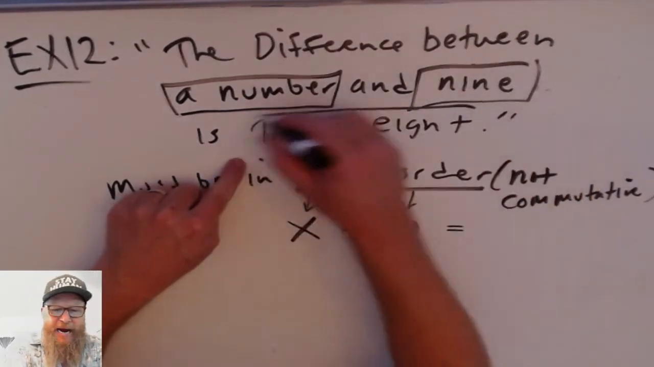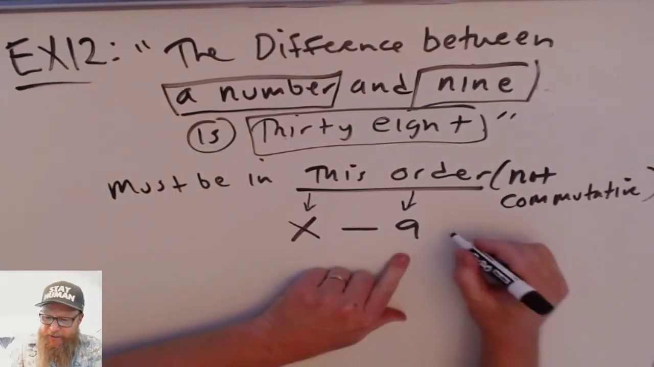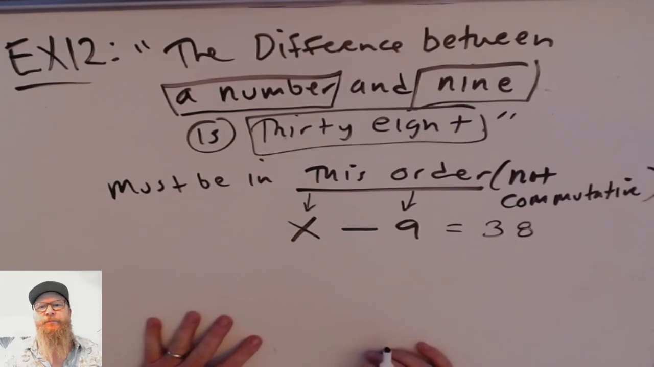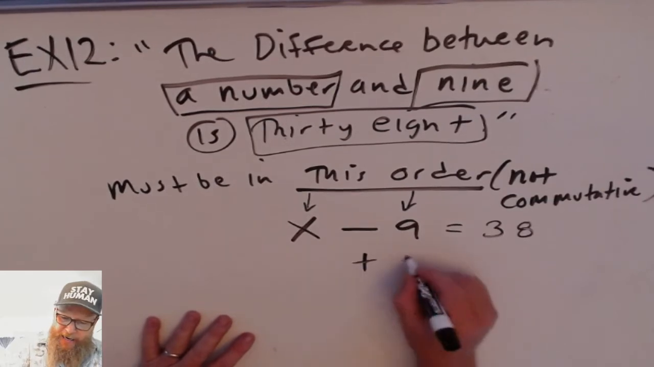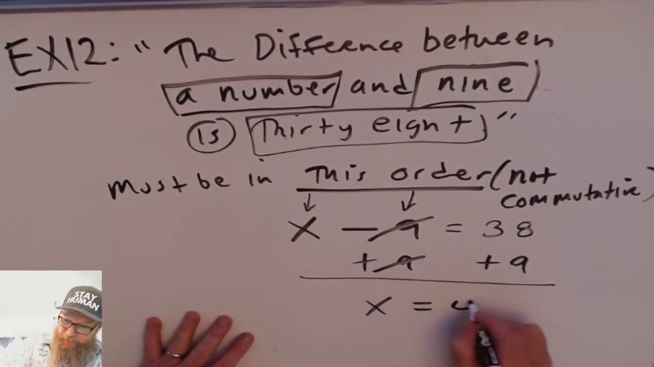And then 38, look for the key word there, is, and is 38. And then we're going to add 9 to both sides. X is 47.